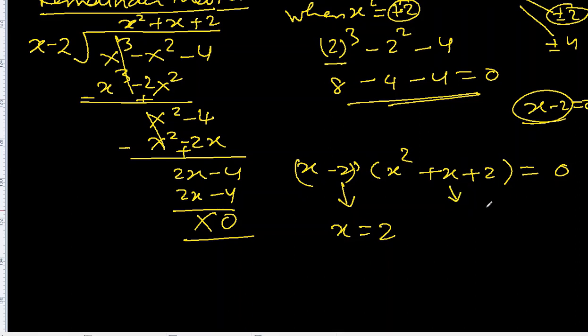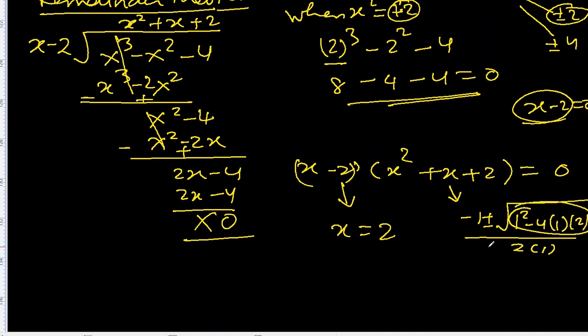And for the quadratic we can use the quadratic formula, but I don't think it has any root, but let me try. Minus b plus minus square root of b square minus 4 times a times c over 2 times 1. Yes, b square minus 4ac will give you a negative number. The square root of that negative number is not possible, so that means this will not give you any solution. x equal to 2 is the only solution. With that good news, let's go to question number 10.